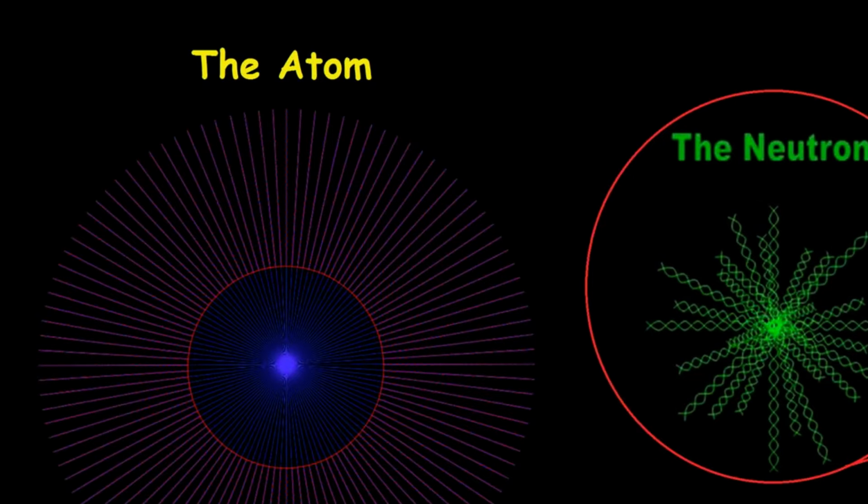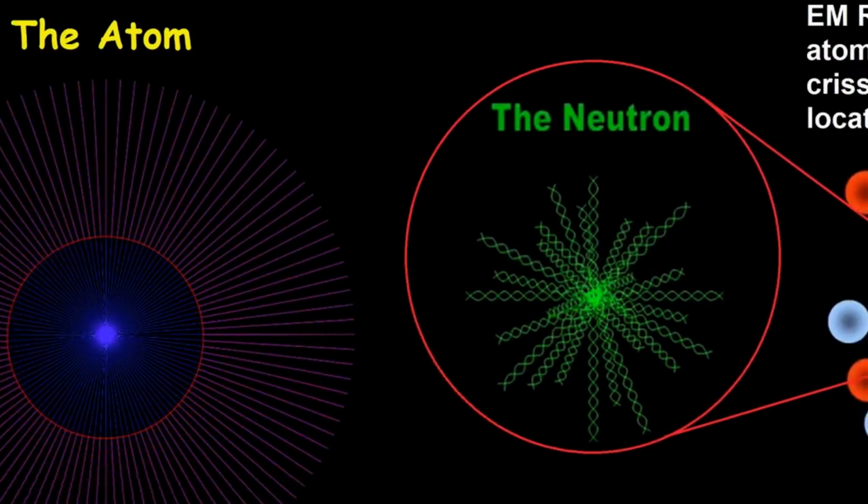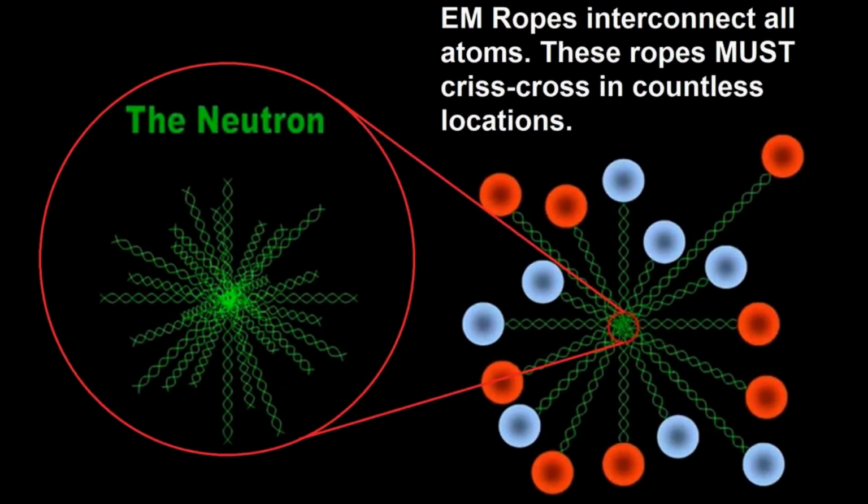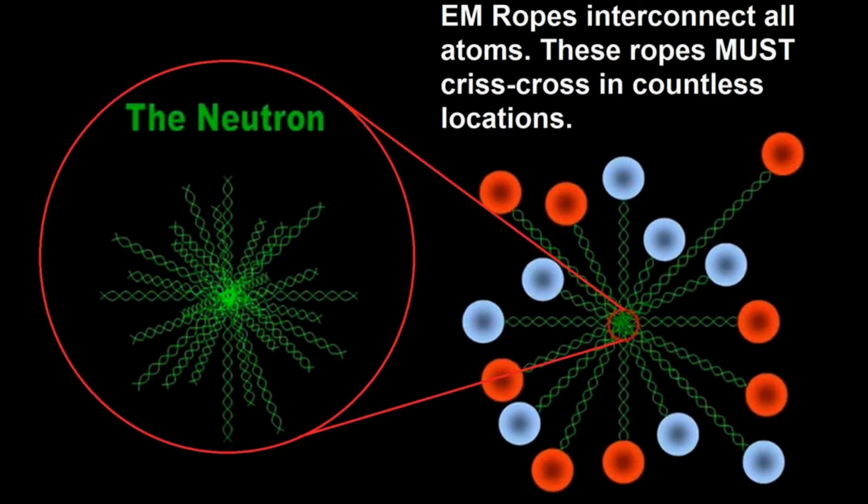So what is the neutron using the same model? Well, the neutron is what you see next to it here. Let's see if we can see it in a little more detail. The neutron is a convergence of a bunch of ropes. So whereas the proton, the center of the atom, is a convergence of one thread, the neutron is a convergence of ropes. And you might ask, well, where did we get that?